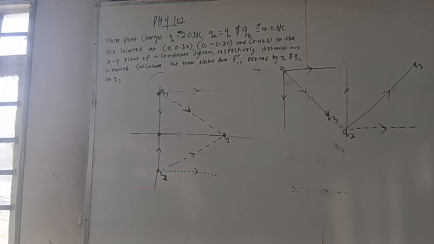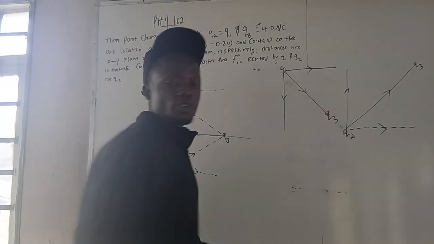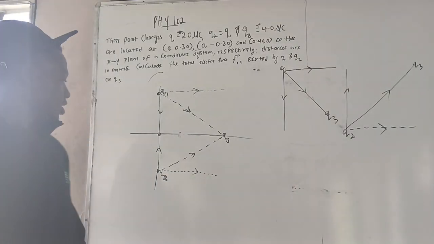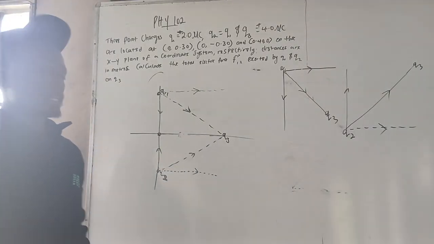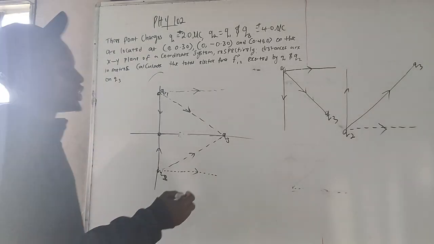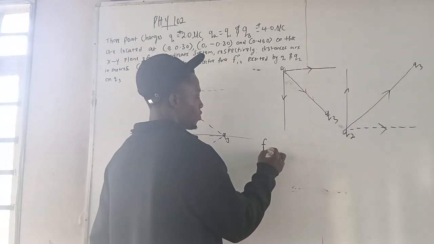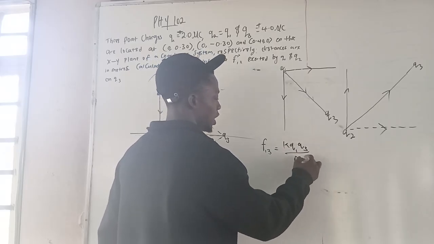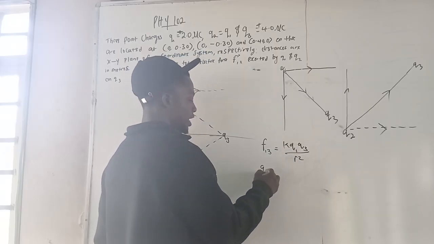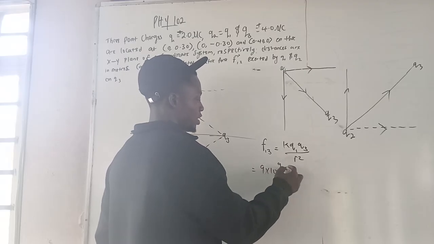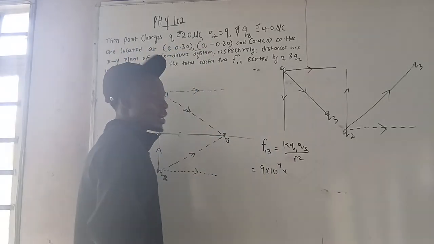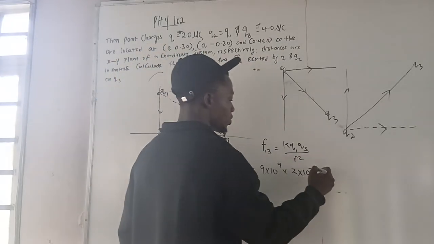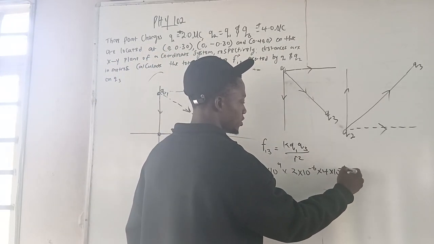Now the next thing to do is to find the force first. The force exerted by Q1 on Q3, the force exerted by Q2 on Q3. On this line, we now resolve them. Now using Coulomb's Law, F1 on 3 equals kQ1Q3 over R squared, the magnitude. Our k is 9 times 10 raised to power 9. What's our Q1? 2 micro, that's 2 times 10 raised to power minus 6. What's our Q3? 4 micro, 4 times 10 raised to power minus 6.